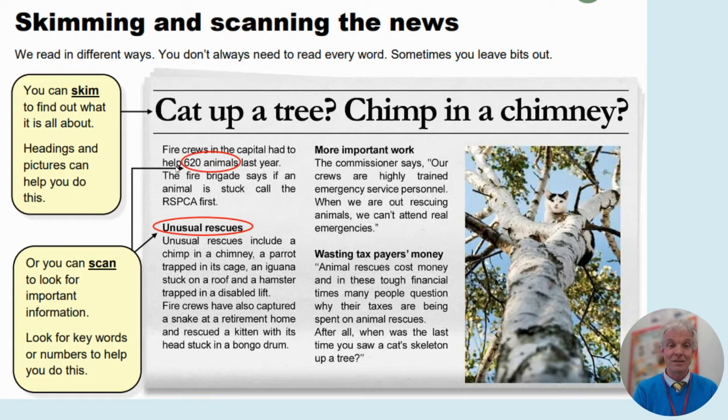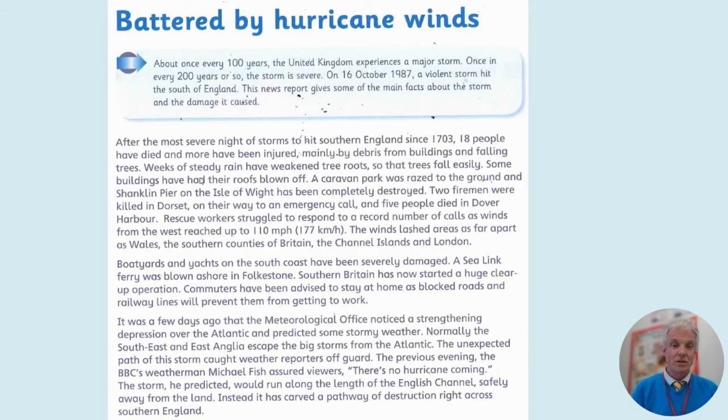So for scanning, you look for things like 620 animals, more specific details where you can find out how many animals were rescued last year: 620. Questions like that can be answered with scanning, where you can spot things easily. Okay, right. Let's try it for real. So there's a short text there. You could tell what it's about just by the headline, I think. But have a read through it. Pause this while you're reading it, and then start it once again once you're ready to try some questions.